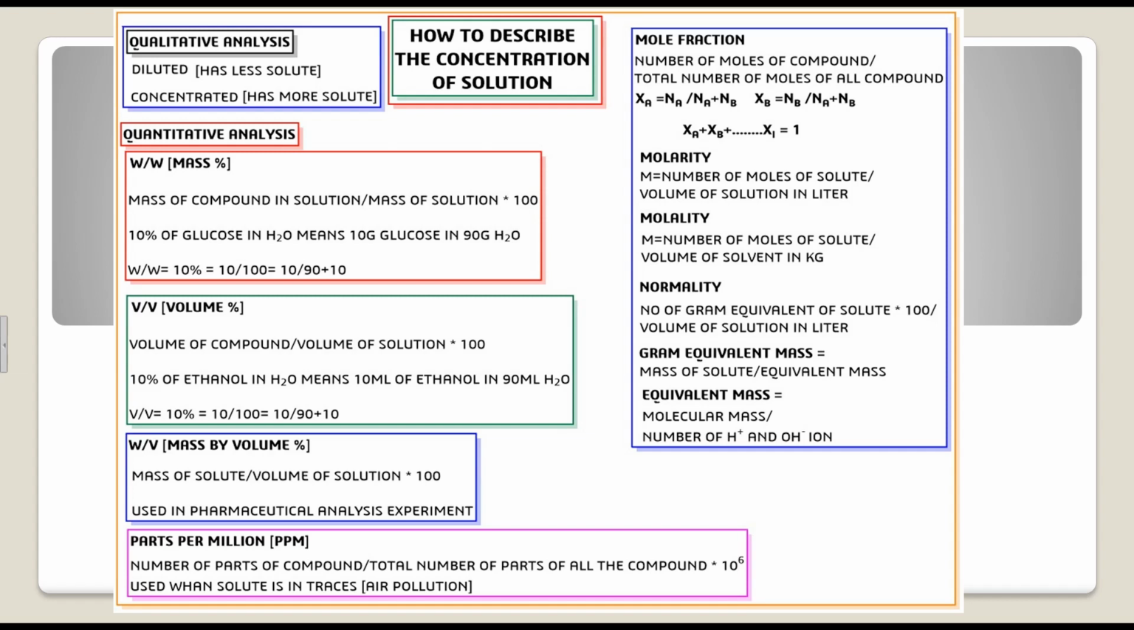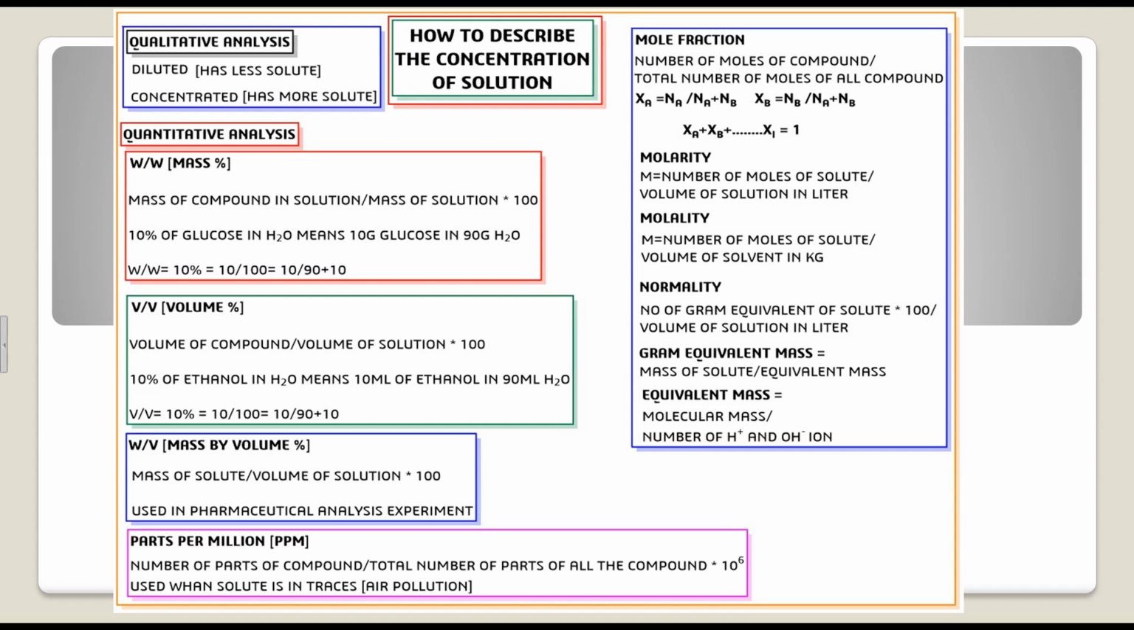This is the formula for parts per million. Next is mole fraction. The formula is number of moles of compound divided by total number of moles of all compounds. If you have a combination of one or two compounds present in one solution, to know one particular compound's concentration, you can use the mole fraction. By using the mole fraction, you can easily identify the concentration of any one compound in the mixture.